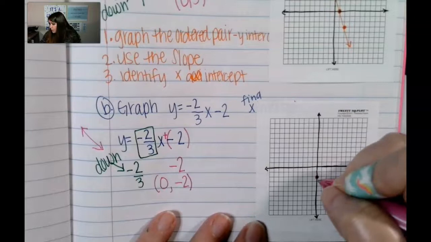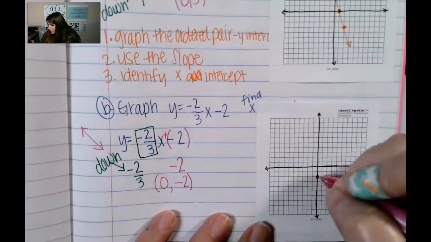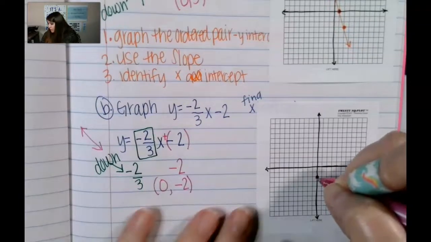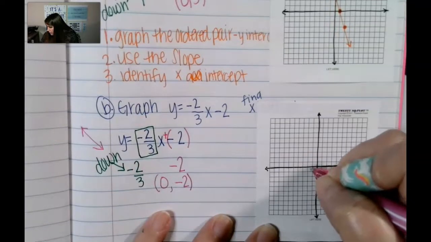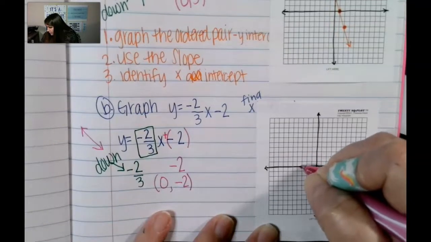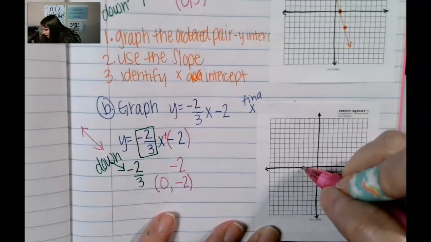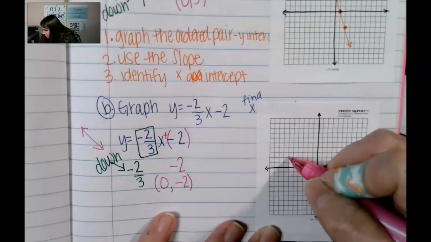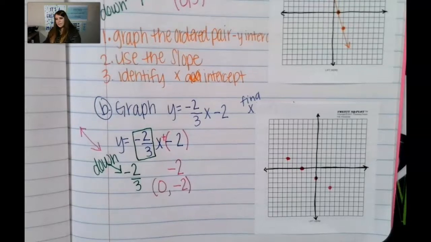So instead, we're going to do like we did up here, and we're going to go in reverse. So we're going to go up 2 and over 3 to the left. So up 2, 1, 2, and over 1, 2, 3. There we go. Now we're on the x-axis. Let's do one more. Up 2, 1, 2, and over 1, 2, 3. So now I have 4 dots that I can connect.